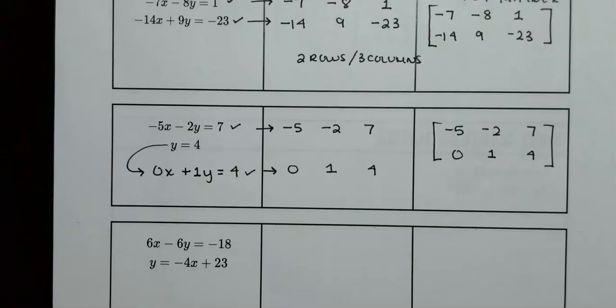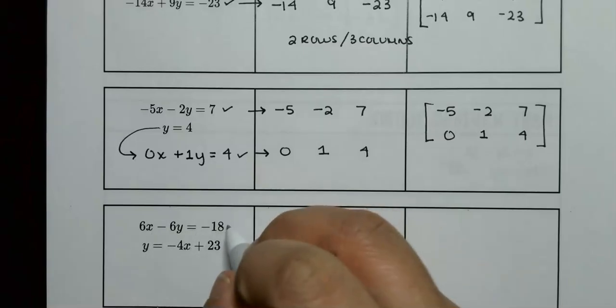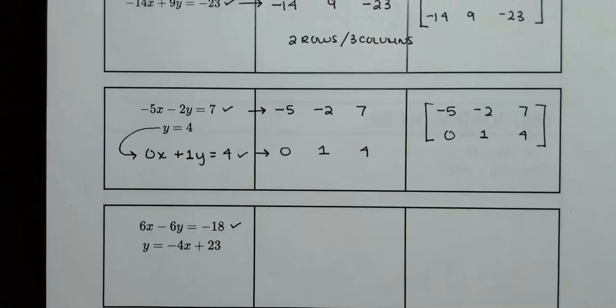All right, same thing with the last one. You're going to realize that the first equation is ready for the matrix, because we have x, y, equal sign, constant. This one is ready. But if you look at the second equation, we have y, then the equal sign, x, and then the constant. There's only one number that's out of place here. We have the x on the wrong side of the equation.